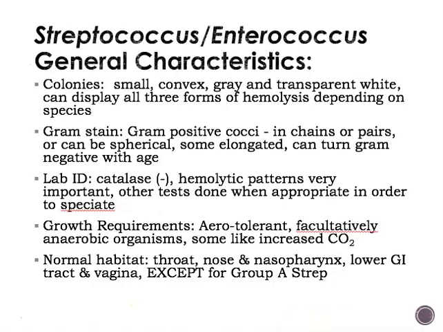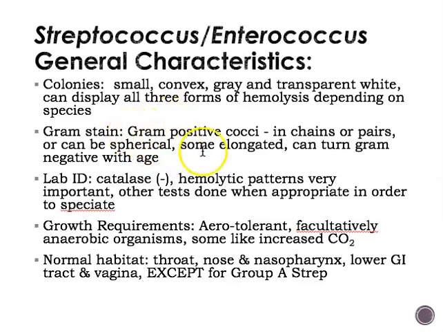Okay, so getting into some of the general characteristics, and again, this is overall just for the strep family altogether. So we're talking about organisms that are going to be a little bit smaller than the staph species. So the colonies are small, they're convex, they can be gray to transparent white, and you can see all three forms of hemolysis within the strep species.